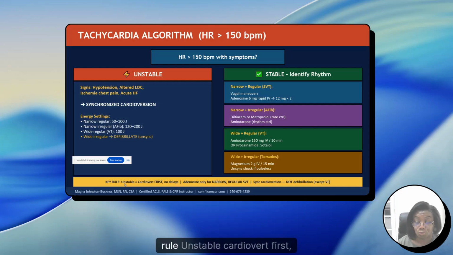Key: unstable, cardiovert first, no delays. Adenosine only for narrow regular SVT. Synchronized cardioversion, not defibrillate, except VF.